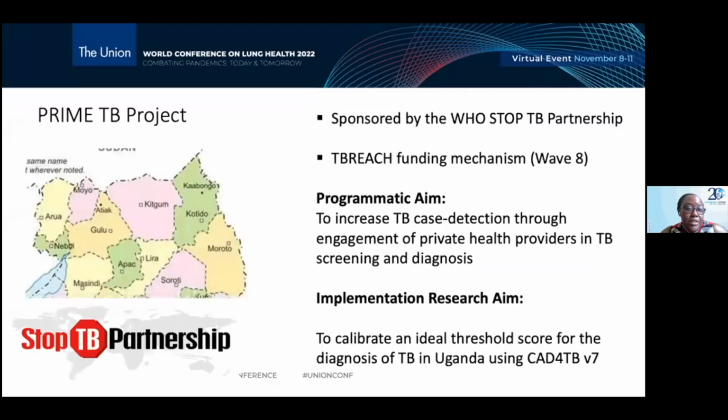This work was sponsored by the WHO Stop TB Partnership through the TB REACH funding mechanism, and this was wave 8. It had a programmatic aim, which was to increase TB case detection through engagement of private providers, and also an implementation research aim, which was to calibrate an ideal threshold score for the diagnosis of TB using the CAD4TB version 7.